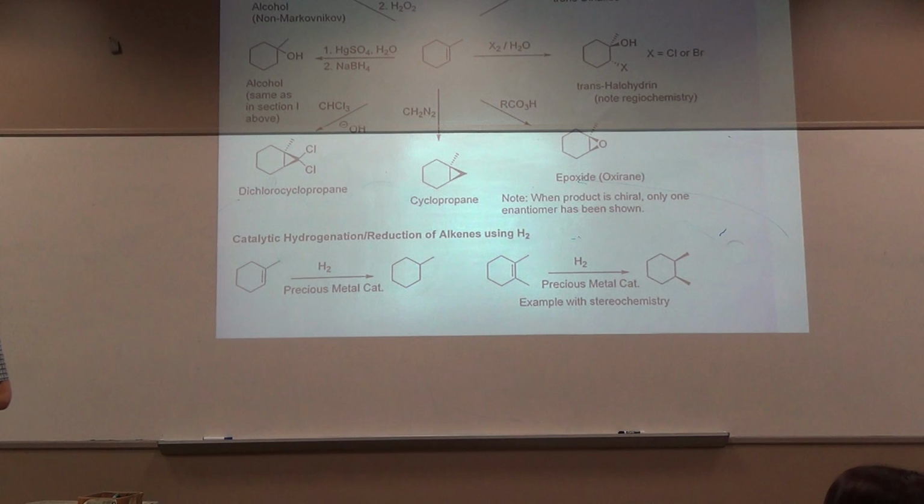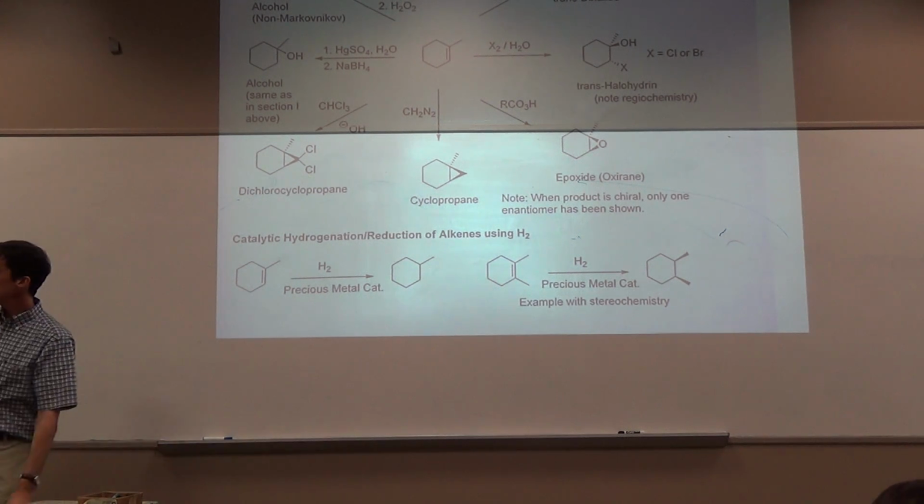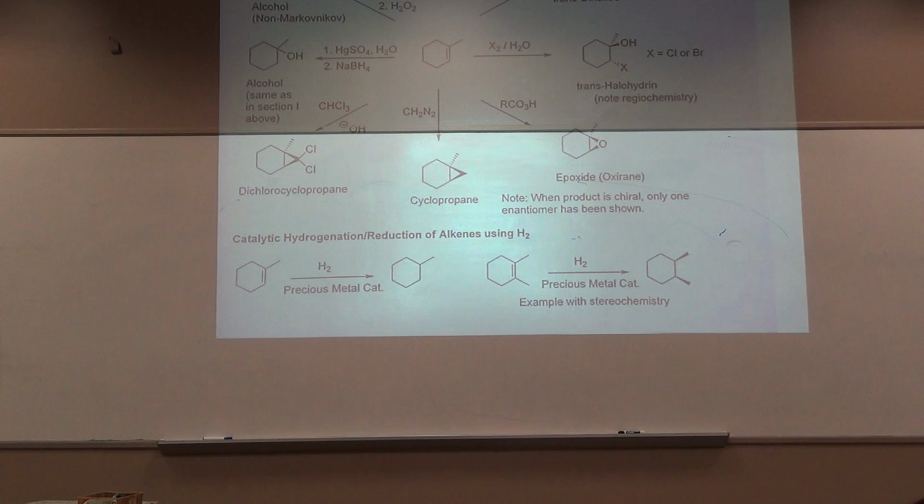Question? What do they define as precious metal? I thought you were going to ask that. Precious metals are the expensive ones in the mid-range here, like platinum, palladium, rhodium, ruthenium. Precious means expensive. Your cheap metals like iron and cobalt don't really do it as well or at all. See, the metals, they know they're good, and they charge for it.